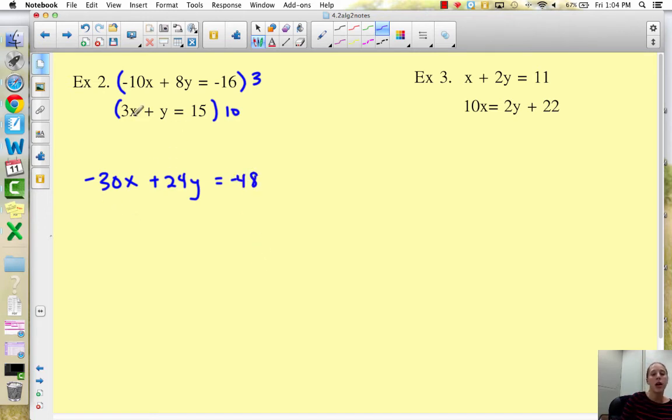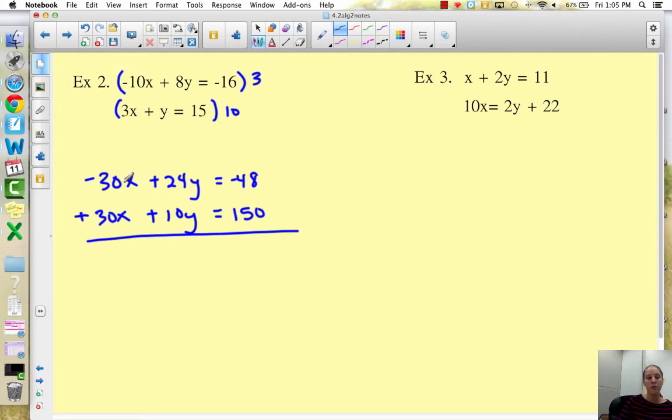Okay. And then I'm going to do the same thing for the second equation. So 3 times 10 is 30x. 1 times 10 is 10y. And then 15 times 10 is 150. So now what you should see is that my x's match and they're opposite signs, so now I can go ahead and add them. So when I add them, my x's cancel. 24 plus 10 is going to get you 34y. And then 150 minus 48, or negative 48 plus 150 gets you 102.